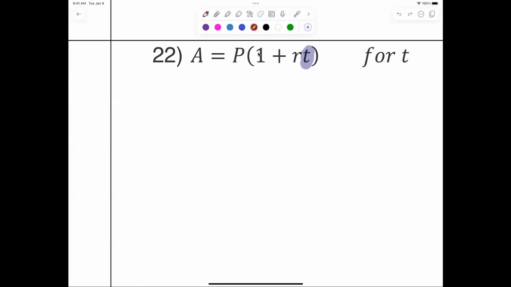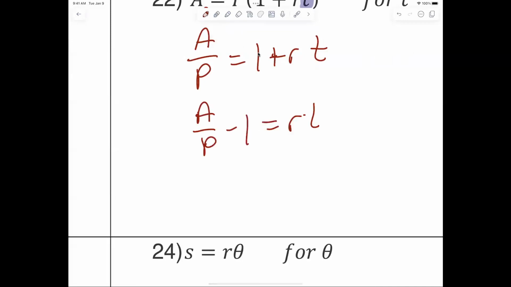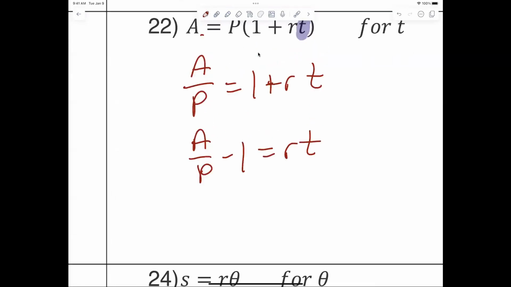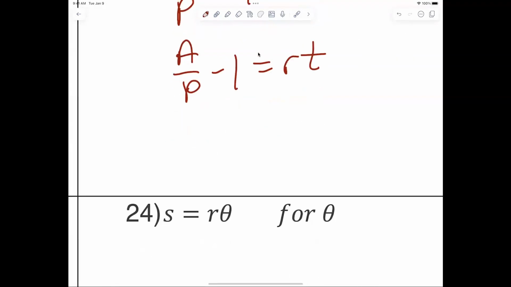I have A divided by P equals 1 plus RT. Now what? Subtract 1. You are amazing. Very good again. A over P minus 1 equals RT. Now what? Not subtract, but divide. Now, please, everybody needs your attention up here. We're dividing by R. Dividing everything through by R. So first do that for me.